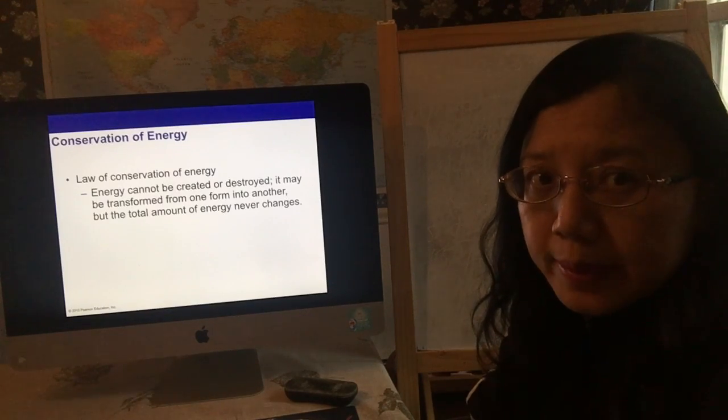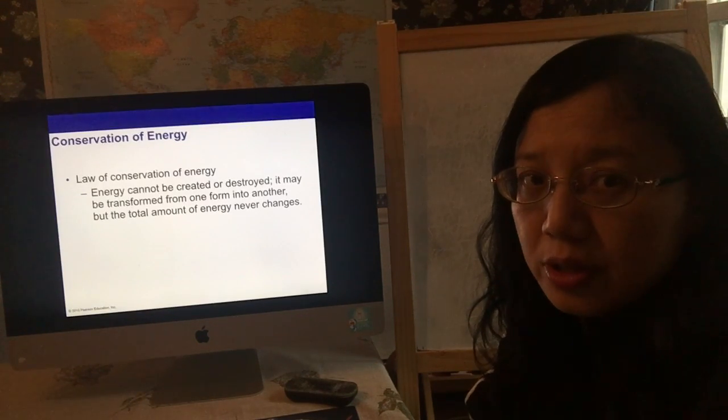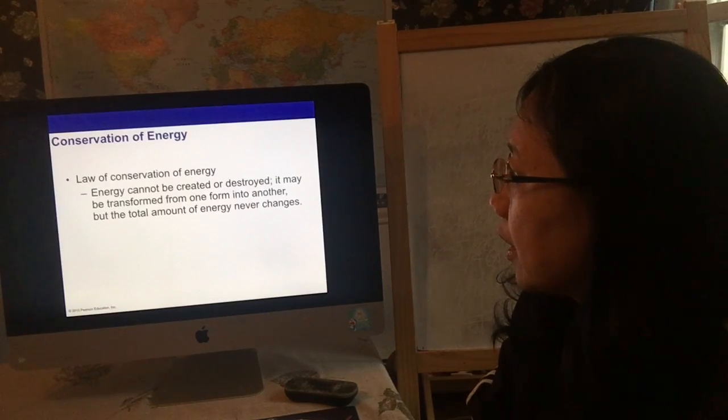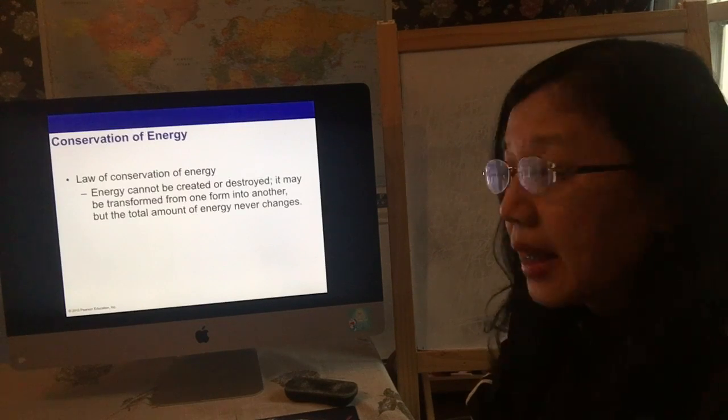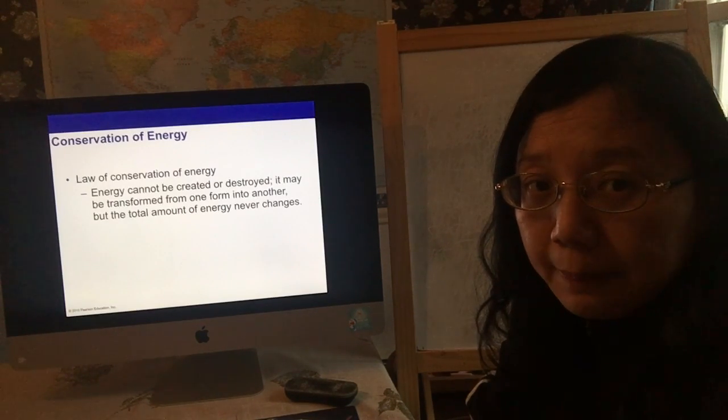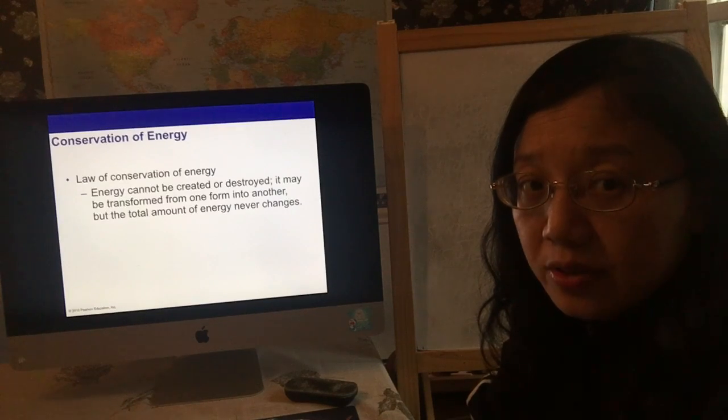Okay, so what do we mean by that? That means that energy is always conserved. Okay, but it could happen that one type of energy will be transformed to another type of energy, but the total amount of energy is always conserved.